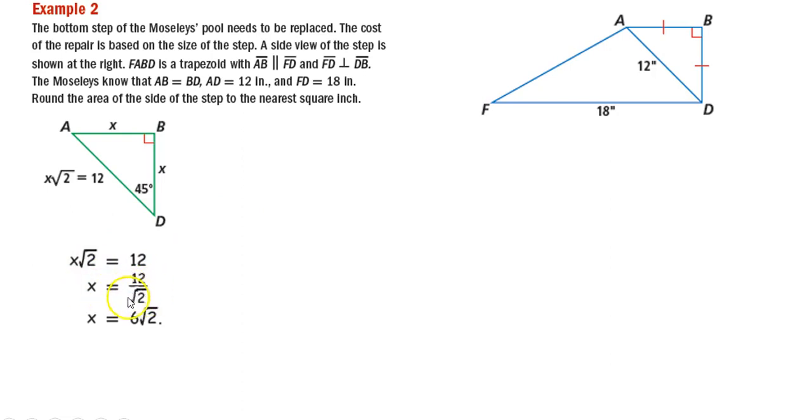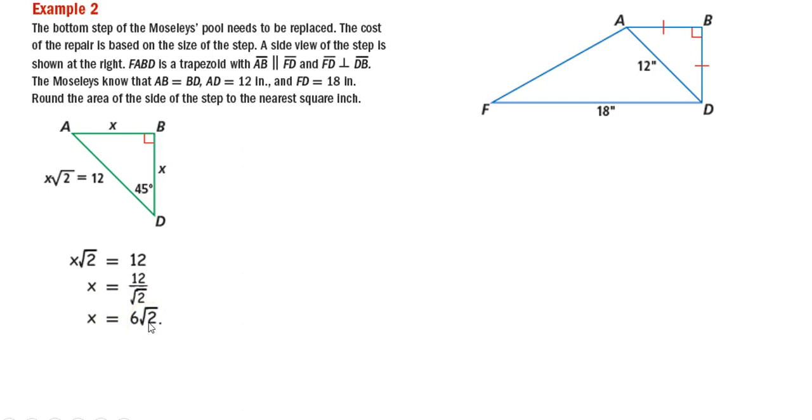But once again, it's not okay to leave the square root of 2, or the square root of a non-perfect square, in the denominator, because the square root of 2 is an irrational number. So we're going to multiply 12 by the square root of 2 and the square root of 2 by the square root of 2. So we get 12 times the square root of 2 divided by 2. And 12 divided by 2 is 6. And 6 times the square root of 2 is the value of x. So that's what the value of x is.